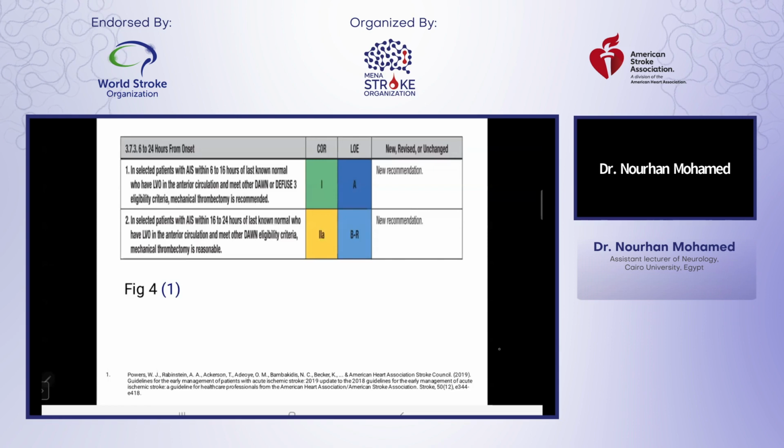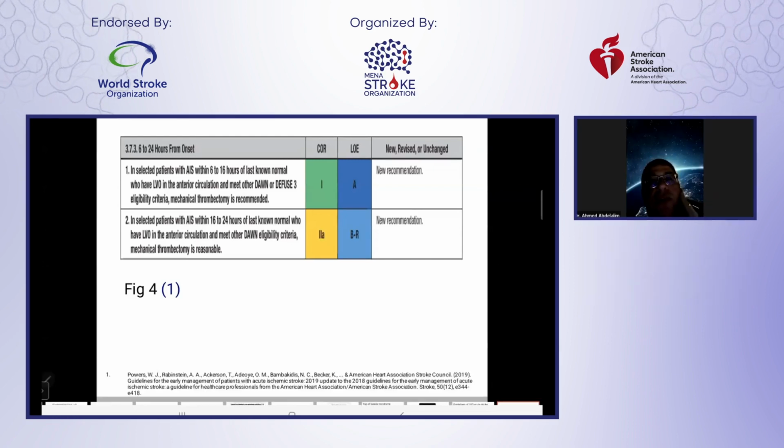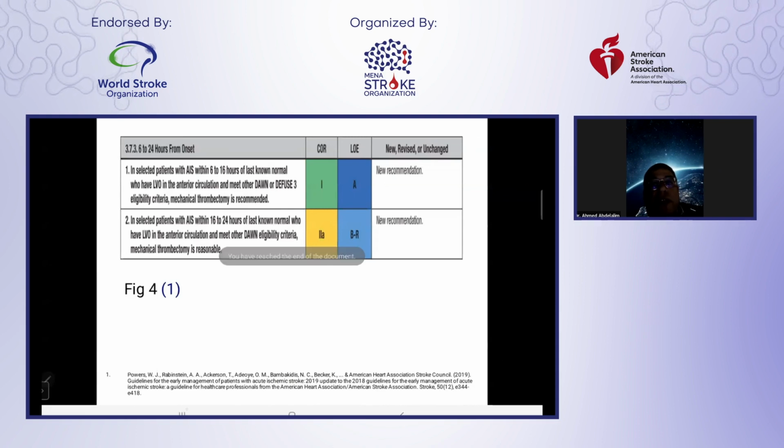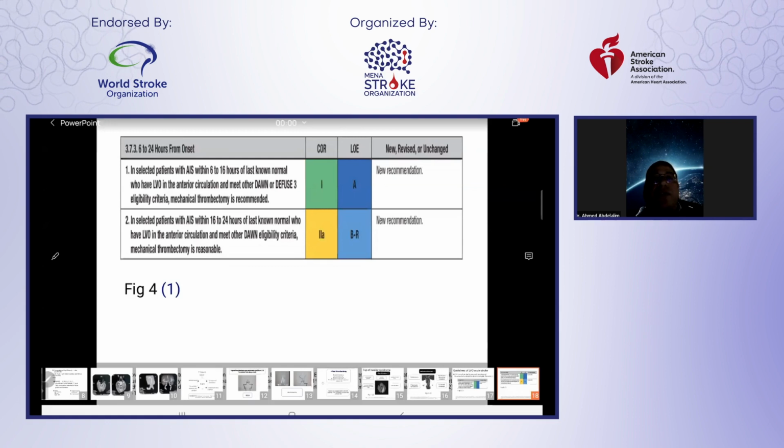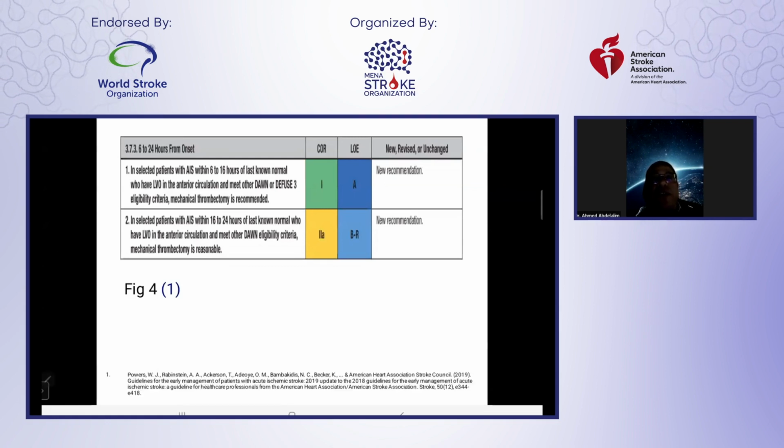And now my colleague is going to speak about her second case regarding posterior circulation symptoms as well. Thank you, Dr. Nurhan, for this case. Why we chose this case to present: it was challenging in terms of the patient having both anterior and posterior circulation critical stenosis.